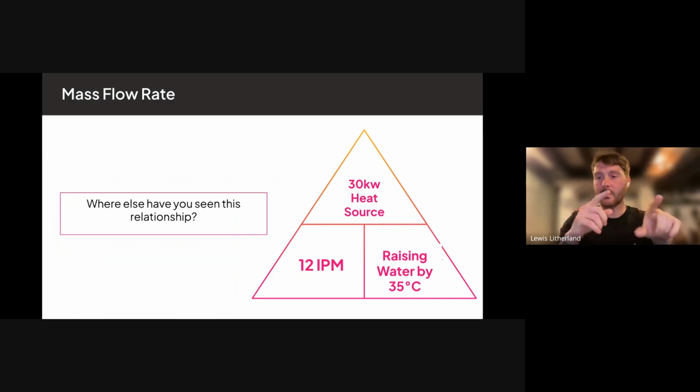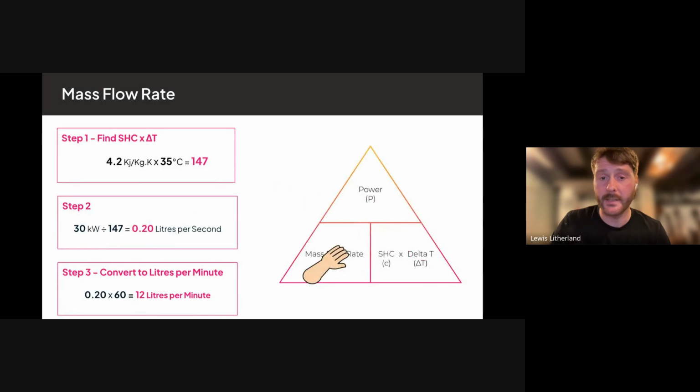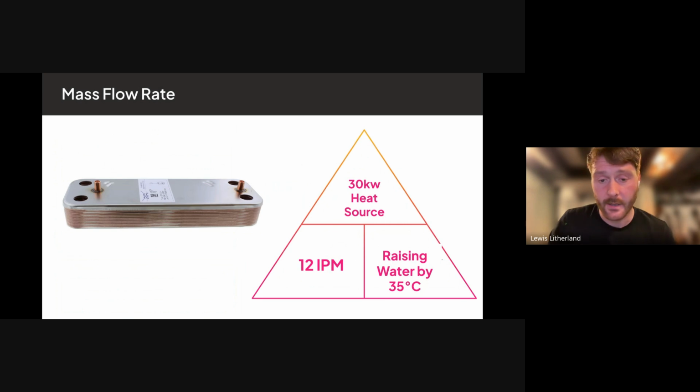So you can use this relationship. We'll use it loads moving forward to do pipe sizing and things like that. But you can use this relationship in so many different parts of the industry because it's just fact, it's just science, and you can't argue with it really. So that's just a nice little thing to think about. But the main thing is how you actually work this out. Obviously. So yeah, that's quite heat exchanger.